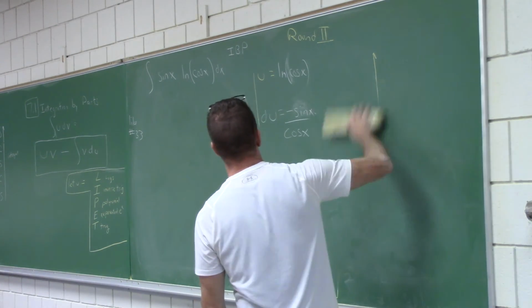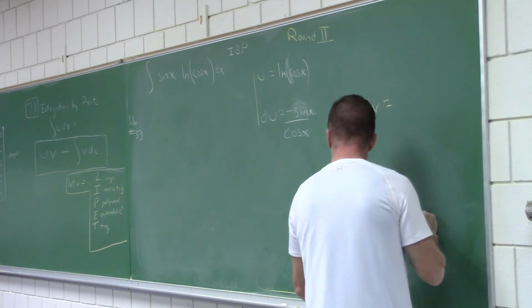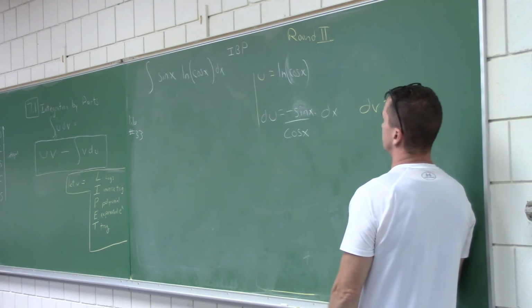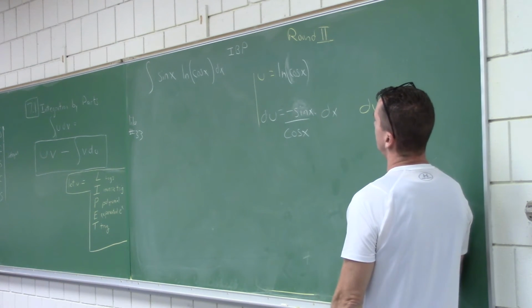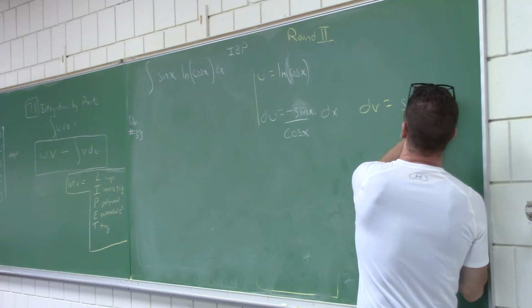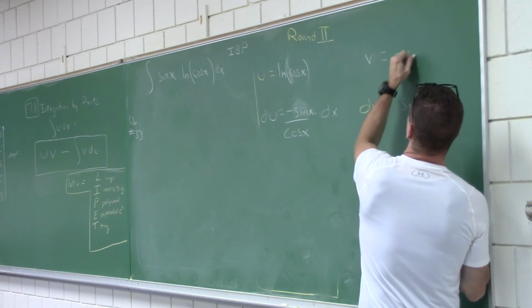Very good. Now I'll just move this dv over here. dv will equal the other part, and we get negative sine of x over cosine of x as a derivative. What's the dv? Sine of x. Now what's that integral? Negative cosine x.